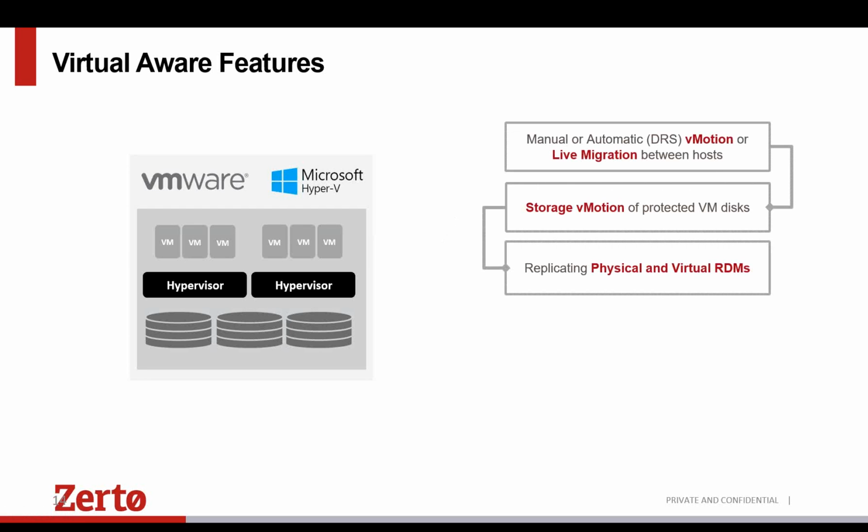We support replicating both physical and virtual raw device mappings, and by default we will replicate these to a thin VMDK in the target site, or if you pre-provision the exact same size RDM in the target site, we can replicate and protect from an RDM to an RDM.